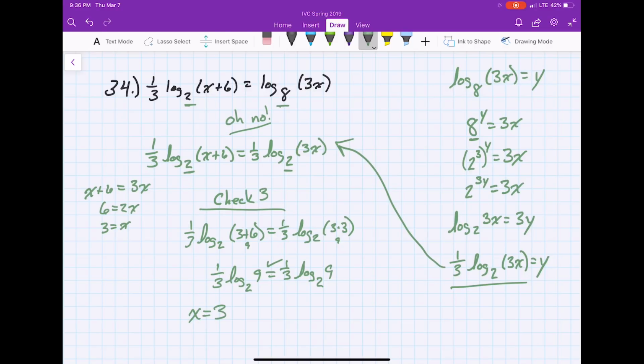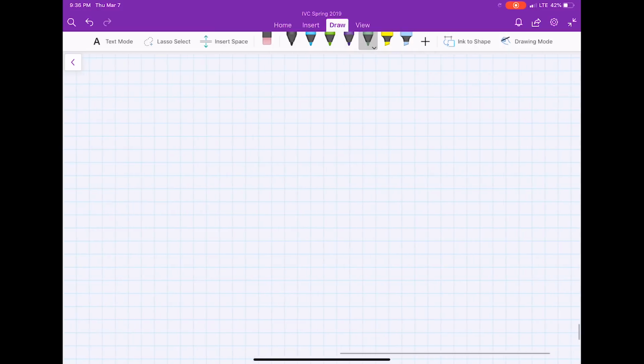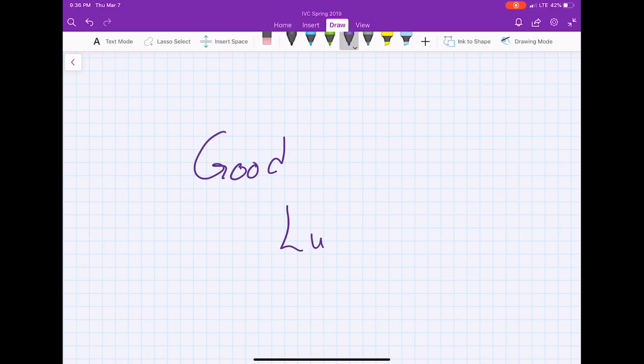Oh my gosh. Too much math for the day. So that's number 34. I know there were 35 problems on our exam review, but 35 is not going to be on the actual exam according to our professor. So there you have it.